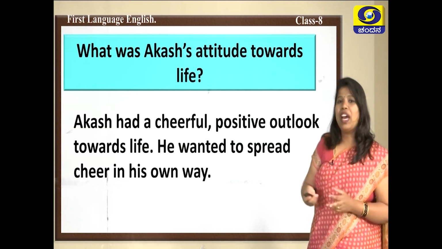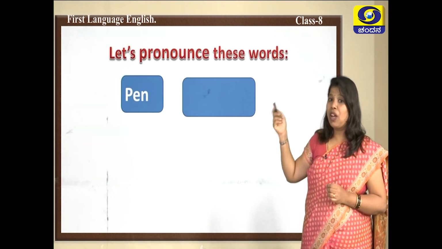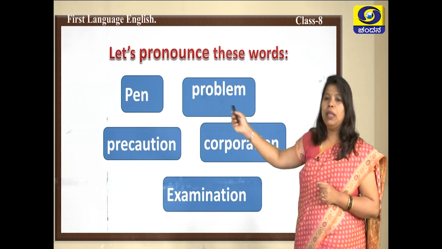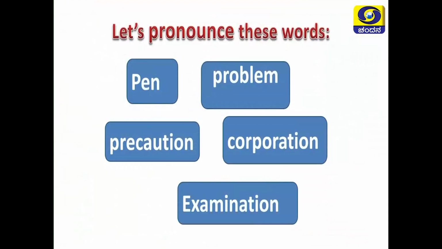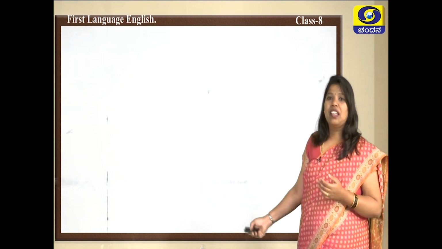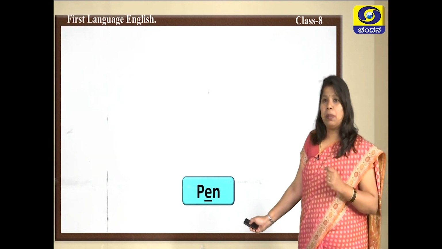So with that, we have come to the end of the questions, children. Now let's pronounce these words. Pen, problem, precaution, corporation, examination. Now, when you articulate these words, you can hear that for every word there is a syllable.